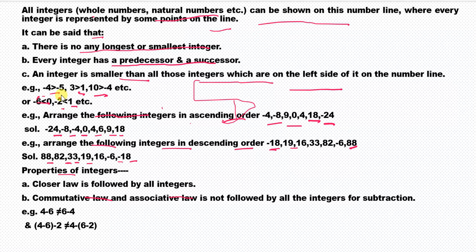Here, for example, 6 minus 4 is not equal to 4 minus 6. Here 2 is not equal to -2. Similarly, (4 minus 6) minus 2 is not equal to 4 minus (6 minus 2). Here it is -4, and here it is 0.